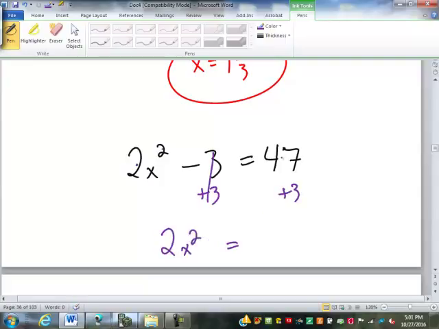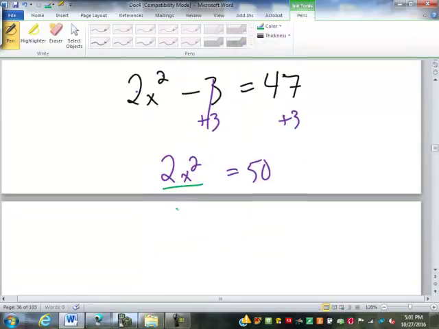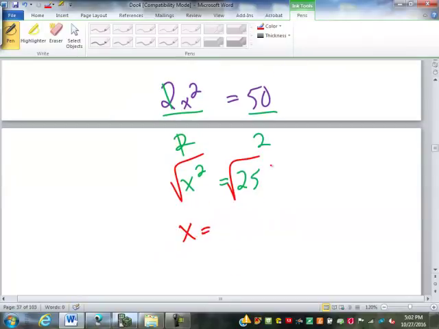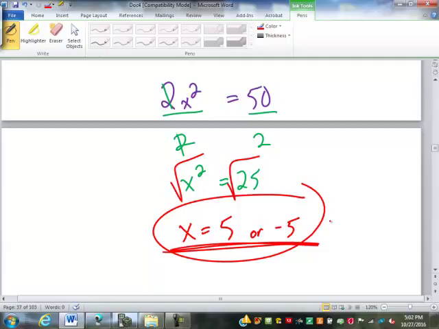So 2x squared equals 50. Then we're going to divide by the 2. So the 2 is gone, that's x squared. 50 divided by 2 is 25. And then square root. Square root of x squared is x. Square root of 25 is 5. Got to be careful. Negative 5 is also a solution. When you take a square root, you always have one positive, one negative answer. We're not going to see too many of those quite yet.